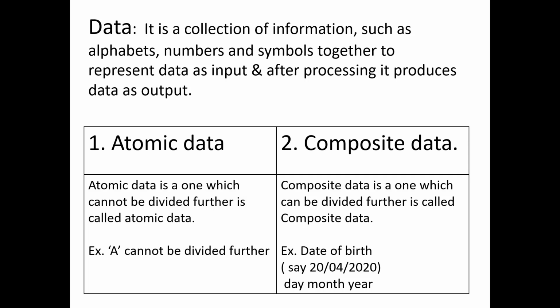Then coming to composite data. Composite data is the one which can be divided further. For example, date of birth. So for example, 24/2/2020. So this is day, month and year. So these individually you can further divide. So such type of data you can call it a composite data.